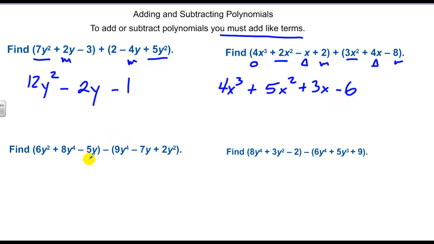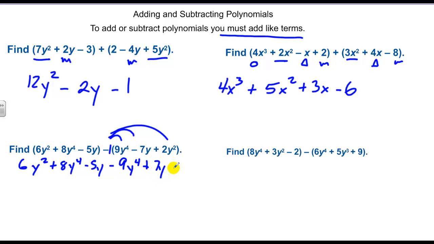Now, when we have sums and differences written in a linear form, if you will, and there's a negative outside, we have to remember there's a 1 right here, and the intent is to distribute that negative 1 to each term. So I'm going to rewrite this as 6y squared plus 8y to the fourth minus 5y minus 9y to the fourth plus 7y minus 2y squared. And then I'll add everything up.